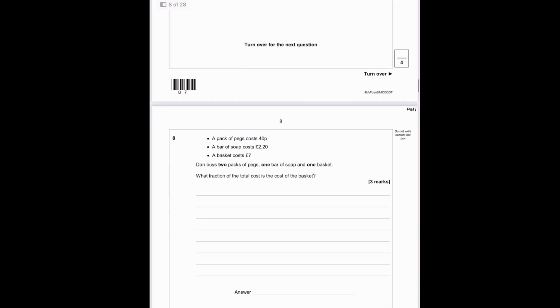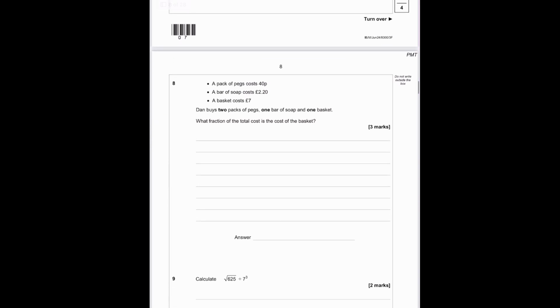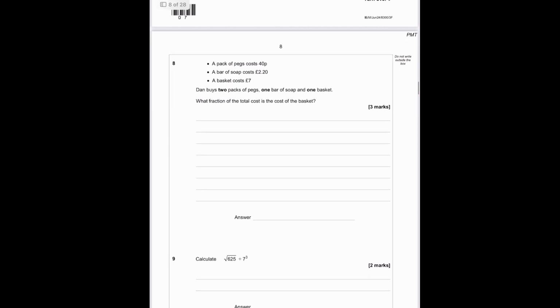A pack of pegs costs 40 pence, a bar of soap costs £2.20 and a basket costs £7. Dan buys 2 packs of pegs, so that's 2 lots of 40 pence. 1 bar of soap, that's £2.20 and 1 basket for £7. Now let's make sure this is in pounds as well, so that would be 0.8. So in total, it would be £10.